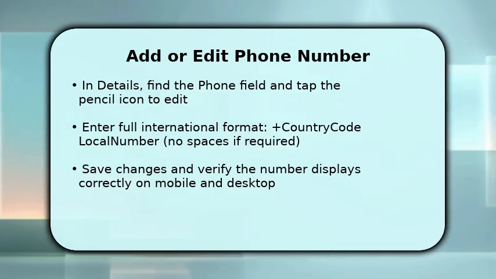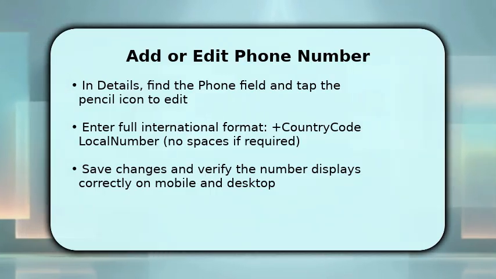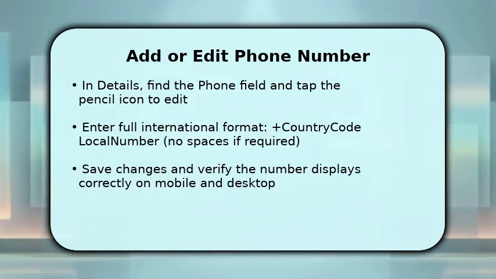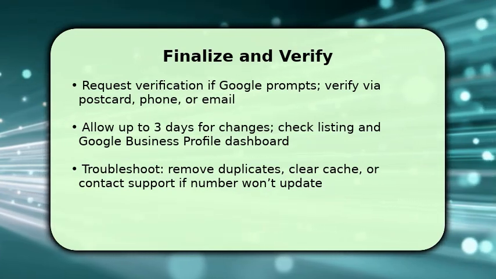Once entered, double-check area codes and any extensions. Incorrect digits break calls. Then hit Save. Make sure to view the listing on both mobile and desktop, so you can confirm the number appears and links properly to call action. Finish by submitting any verification Google requests.